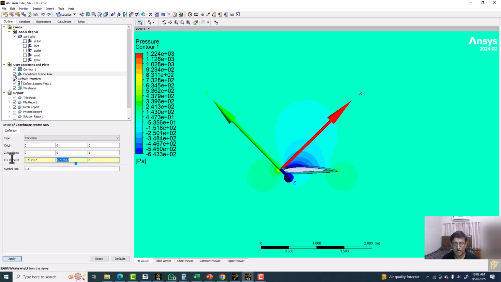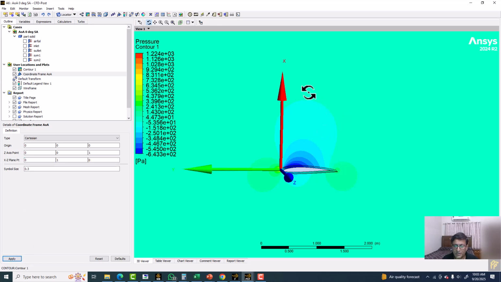Now take an example, although it's not necessary because we already have the y forces in CFD-Post. But if the y forces were not there, then to get the y lift force, we have to make a coordinate frame where the x axis will be along the y axis. In that case, I will put 1 and 0 for the x axis. So this will rotate completely by 90 degrees.